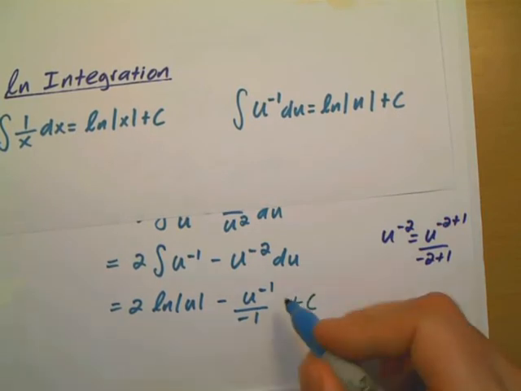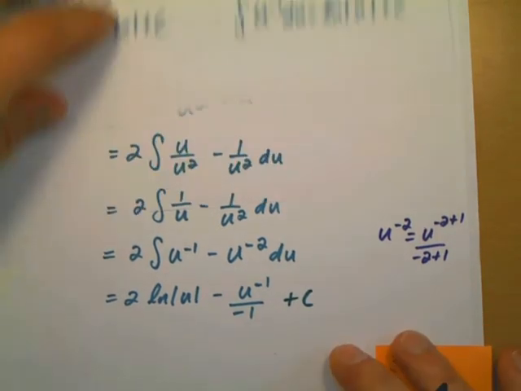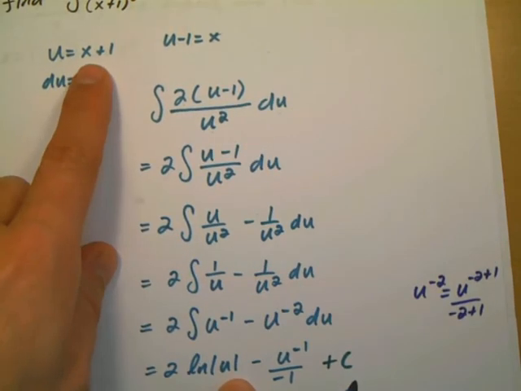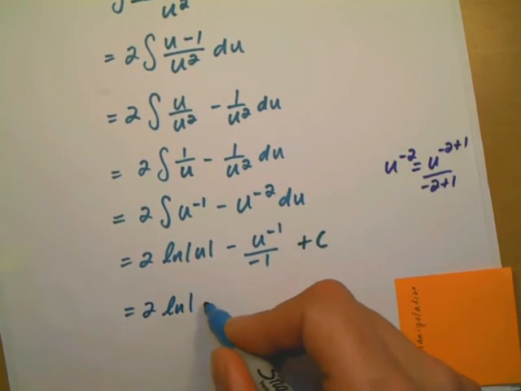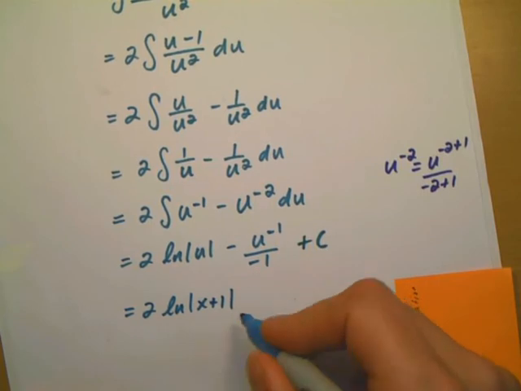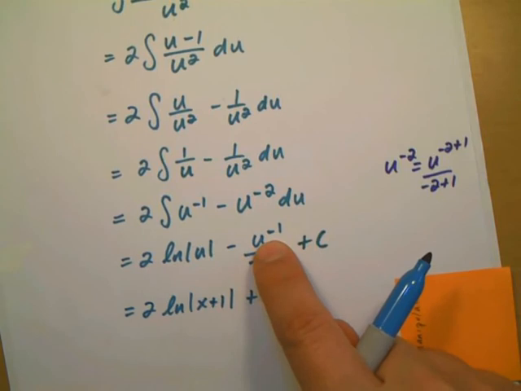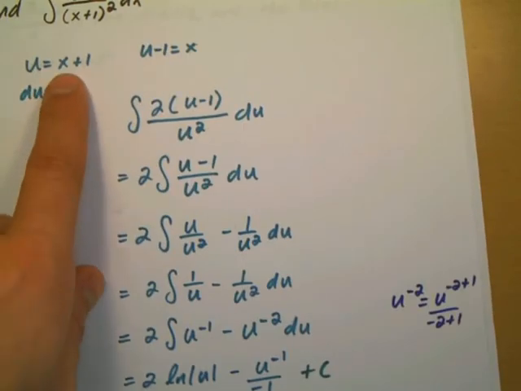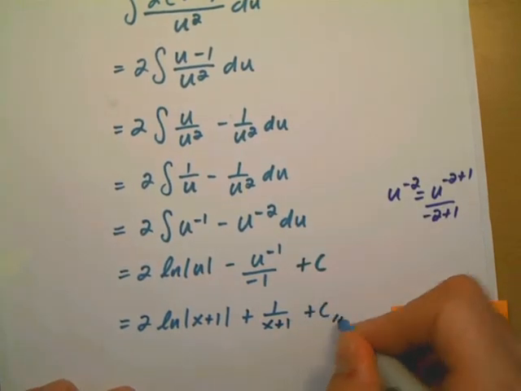That's the wrong color. Let me make sure I'm consistent here. Alright, so simplifying this more. I replace u with what I let u equal, which is x plus 1, so my answer is going to be 2 ln absolute value x plus 1. These two negatives cancel off, so it's going to be plus 1 over u, since u to the negative 1 becomes 1 over u in the denominator, and so I let u equal x plus 1 and then plus c, and that's my answer.